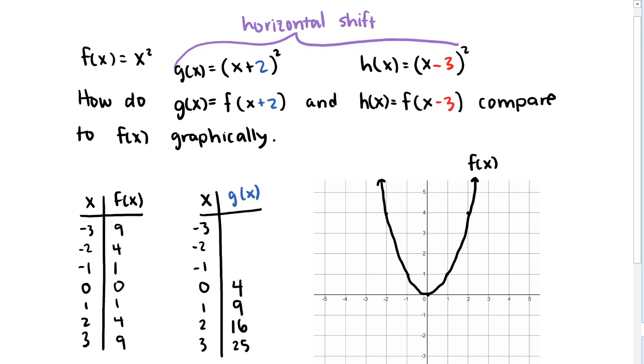If I plug in -1, I get +1 squared. I get 1. If I plug in -2, I get 0 squared. If I plug in -3, I get, what is this? This is -1 squared, which is +1.